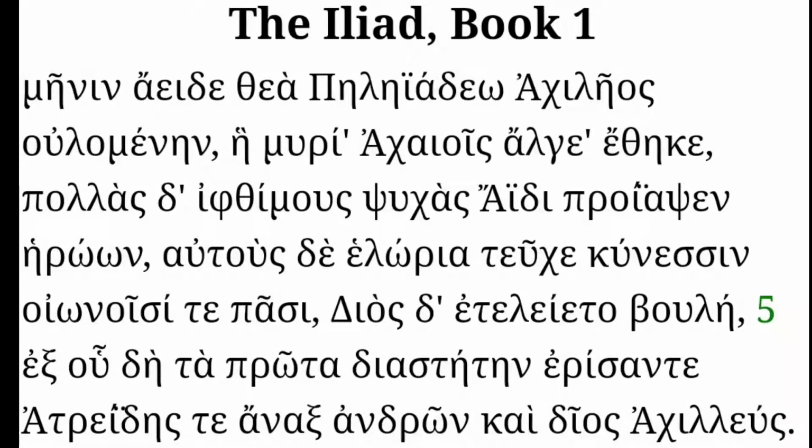Oulomenên. So, you know that the oulomenên points back to the mênin, and it means destructive. Okay? From ollumi, to destroy. Right? Which, relative pronoun, muria Achaiois alge' ethêke, pretty simple. Sent, right, from tithêmi, sent muria, countless, algea, pains, to the Achaeans, to the Greeks.